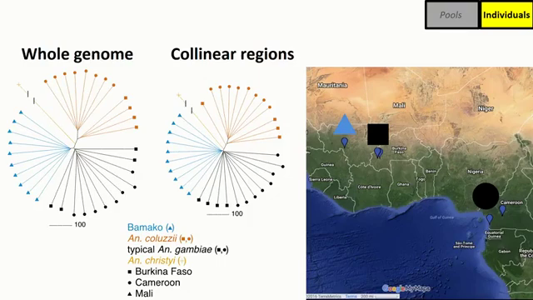I want to call your attention to the geographic distribution here. The samples from Burkina Faso are actually a lot closer to the samples from Mali, but when we look at non-Bamako, they group with the samples from Cameroon here. So we can't rule out that isolation by distance is happening in this data set, but what we can say is that isolation by distance alone isn't enough to explain what we're seeing.